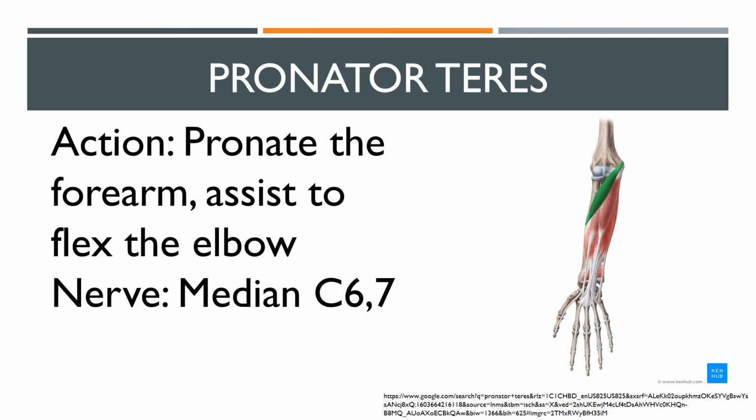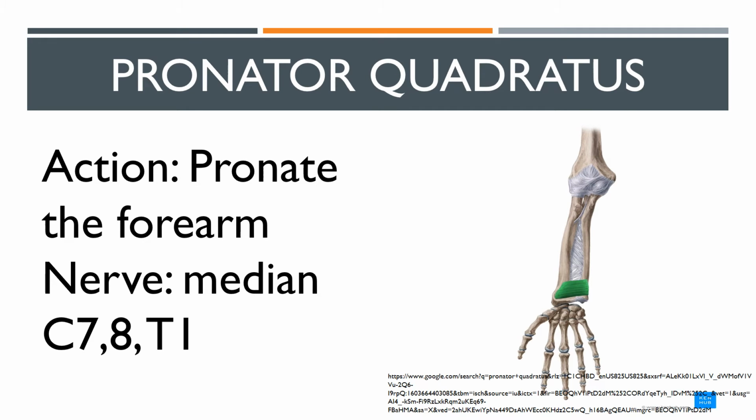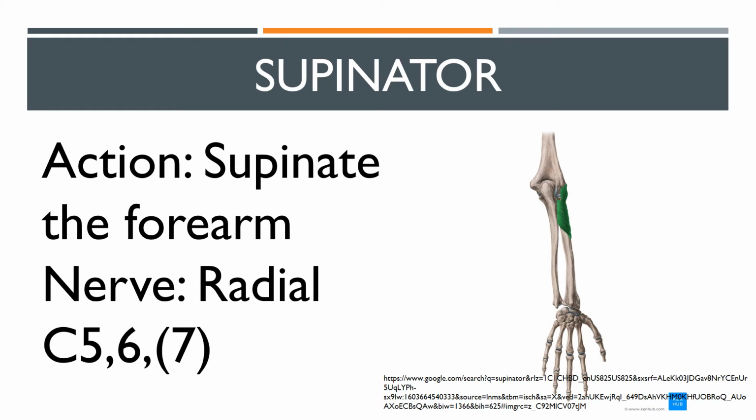Pronator teres pronates the forearm and assists to flex the elbow. The nerve is median C6 and 7. Pronator quadratus pronates the forearm. The nerve is median C7, 8, and T1. The supinator supinates the forearm. And the nerve is radial C5, 6, and 7.